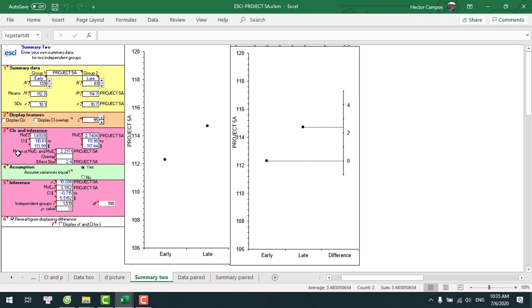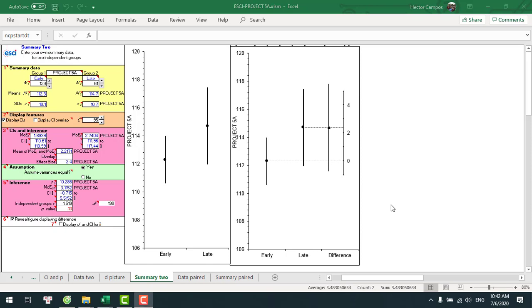But we must also take into account the confidence intervals for these two groups. Here you have the confidence interval for the first group, here you have the confidence interval for the second group, and here you have the confidence interval for the difference between the two groups. As you can see, that difference is a little longer than the confidence interval that we had for the second group.